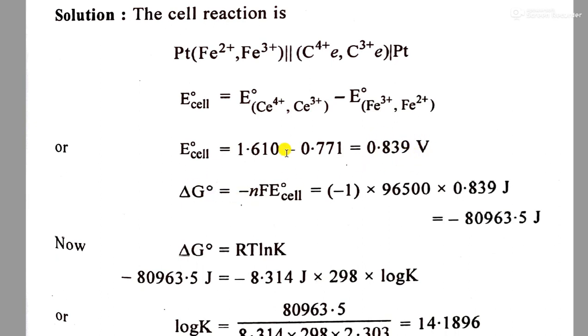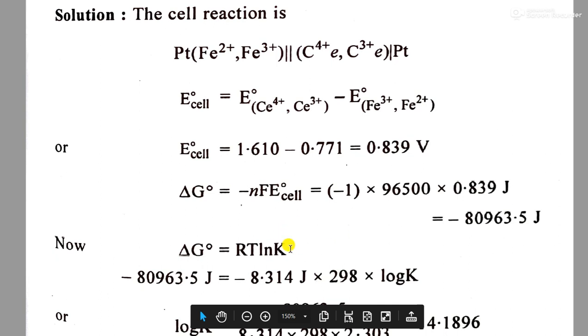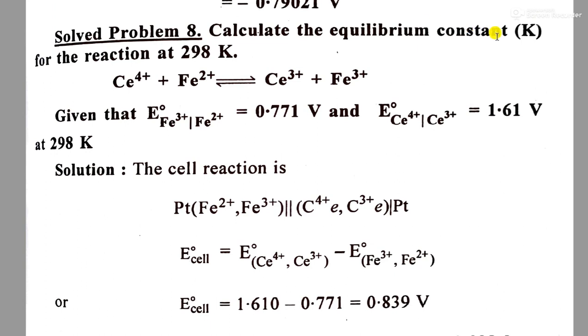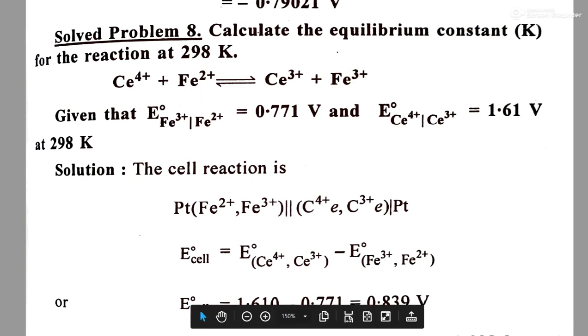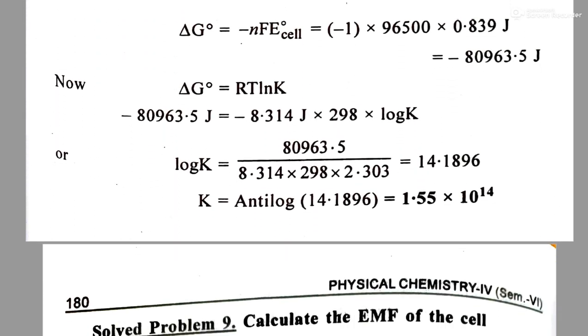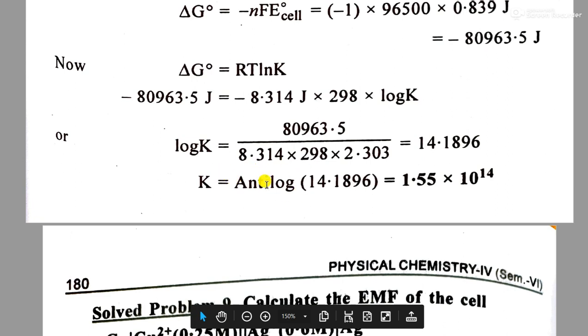Now you have to connect it with delta G. So delta G0 is equal to minus nFE0 of the cell. From this E0 of the cell, you can calculate the value of delta G0. And you know that this delta G0 is connected to K, which is the equilibrium constant of the cell reaction. So now you can find the value of K from the delta G0 value. You have to take the antilog of this value and obtain the final answer.